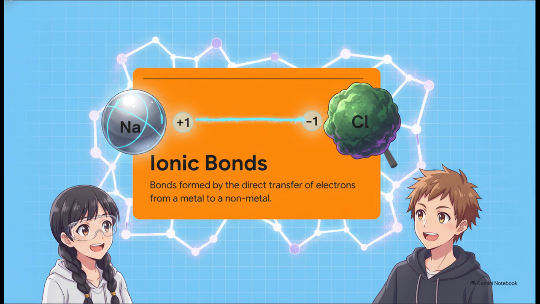When sodium hands over its extra electron to chlorine, they both achieve perfect chemical stability. This direct transfer creates what we call an ionic bond, giving us super stable elements like everyday table salt or sodium chloride.